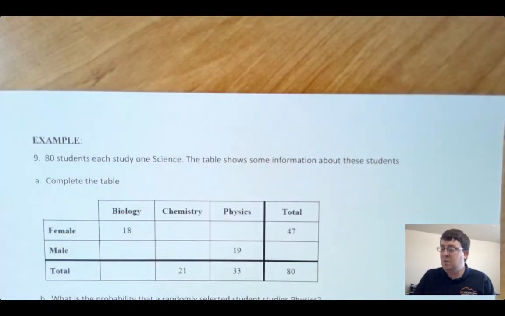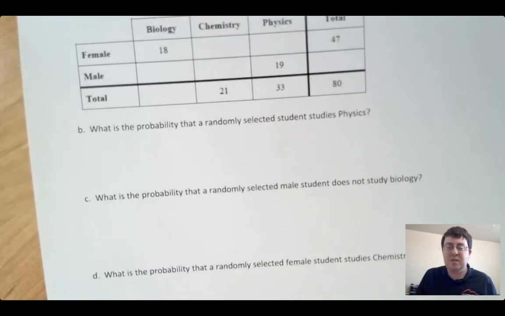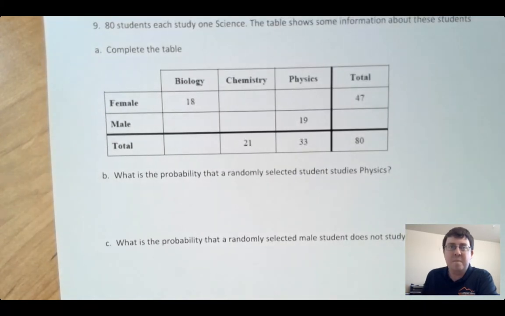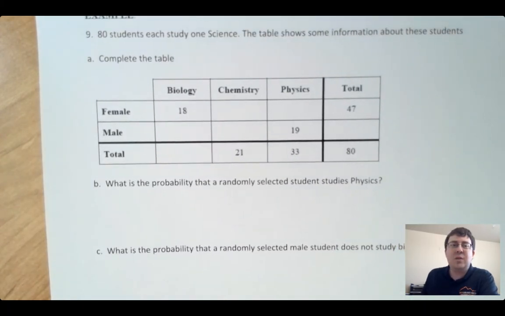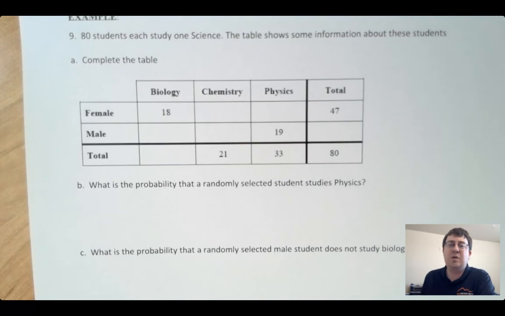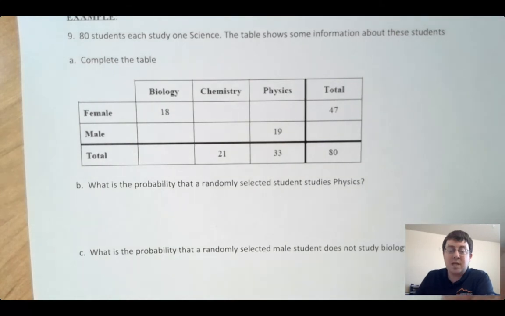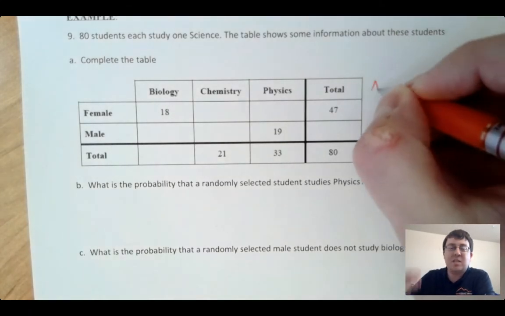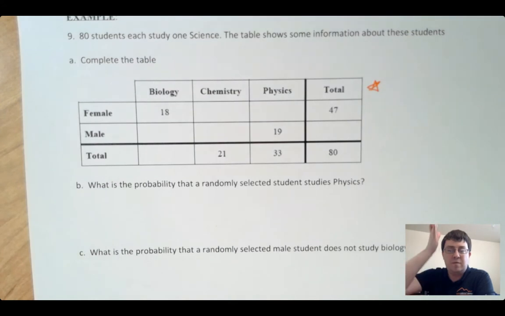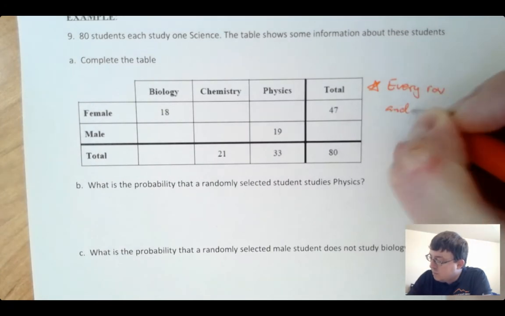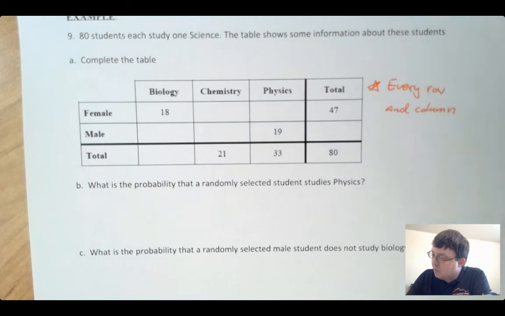Let's do one more example here. Let's do one more example about students taking different science classes. Oops, let's get down a little bit so we can see better. Okay, so 80 students are studying one science, biology, chemistry, or physics, and this is the information I know. This table isn't fully filled out, but that's okay. These tables have to sum up along the vertical and horizontal axes. So I know that every row and column must sum correctly.